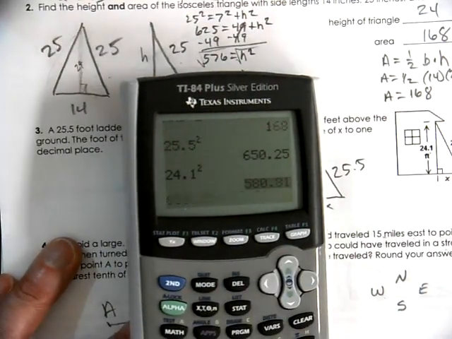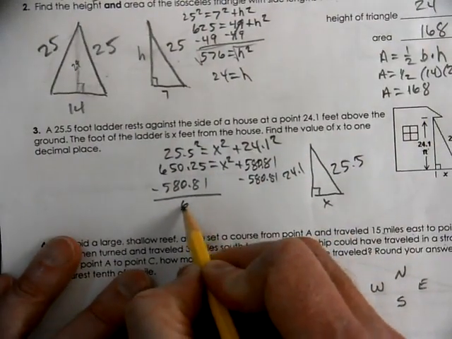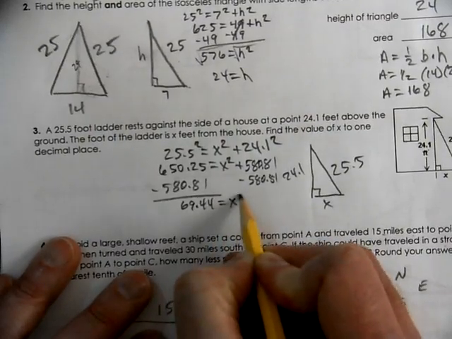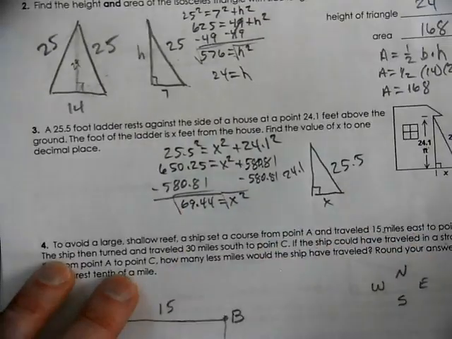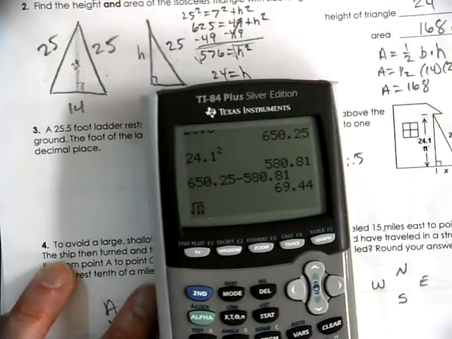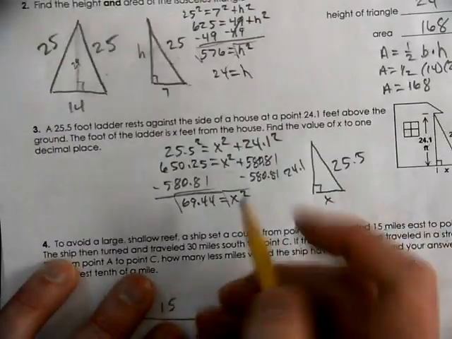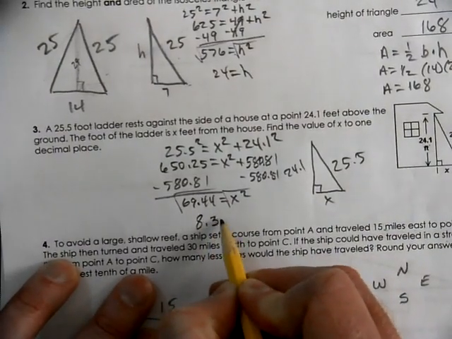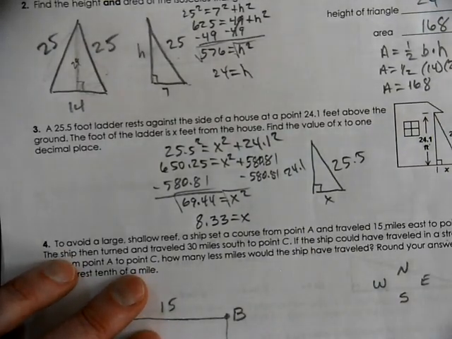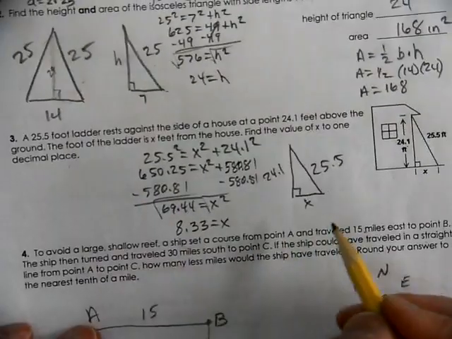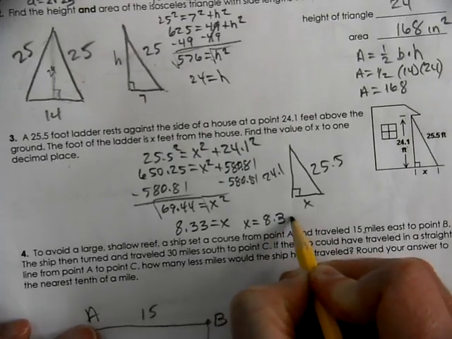650.25 minus our previous number gives us 69.44. That's what x squared equals. Well, I know that 8 times 8 equals 64, so this is going to be a little bit more than 8. And there we have it. It says to round it to 1 decimal place. So x is going to equal 8.3 feet.